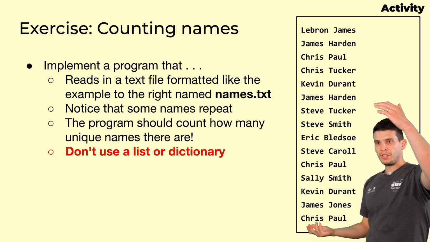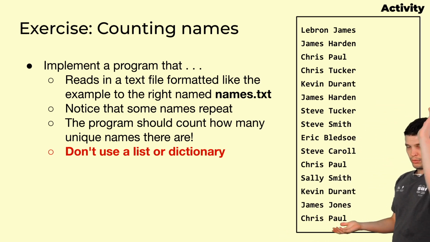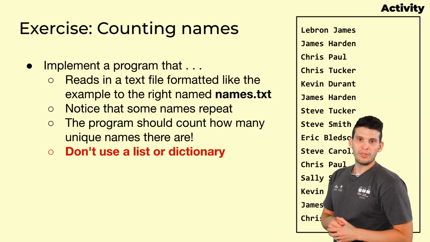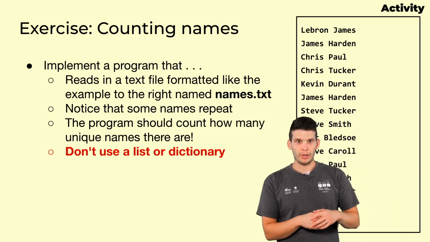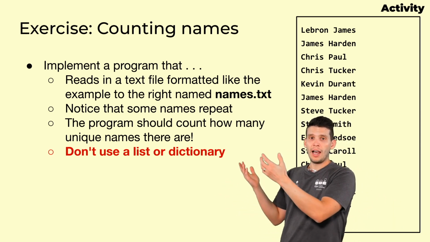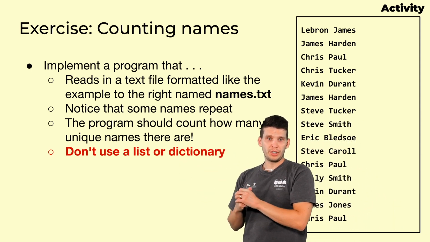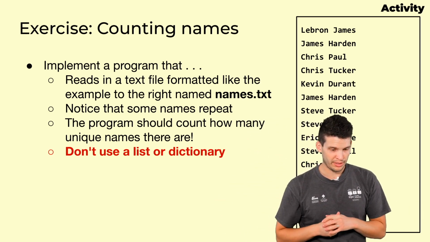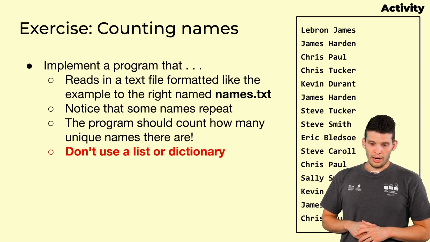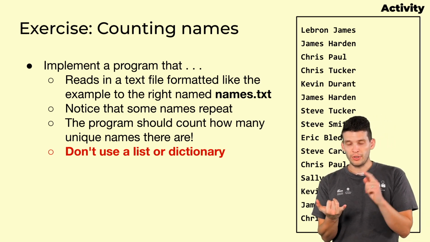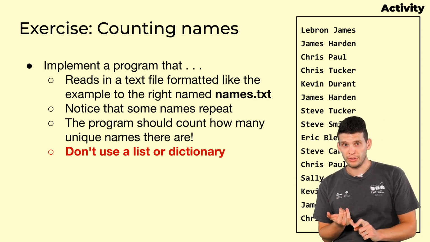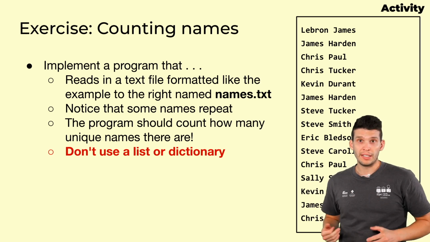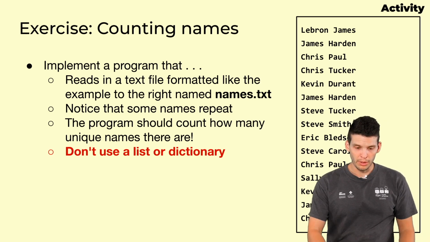So basically you should take a big text file formatted along these lines and count how many unique names there are. For this, I don't want you to use a list or a dictionary. I want you to try to do this with a set. So how would you do this with a set? Well, since sets don't allow for duplicate values in them, a set is actually a great data structure to use to solve this problem.